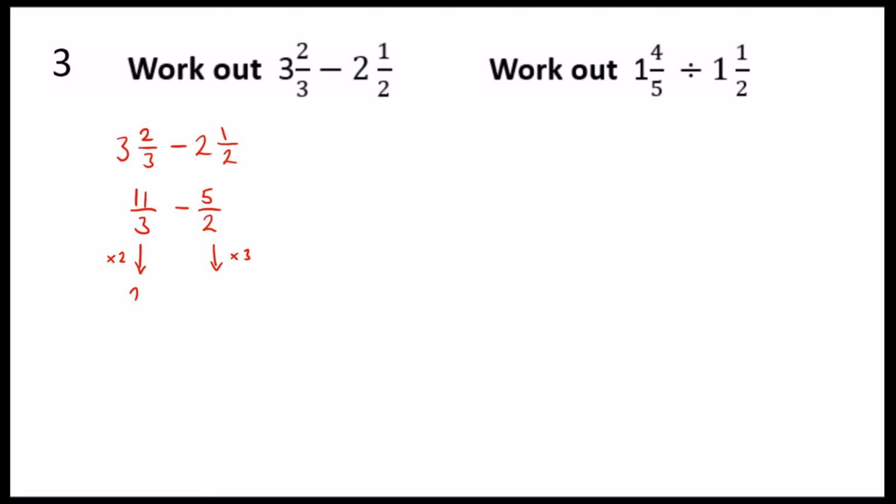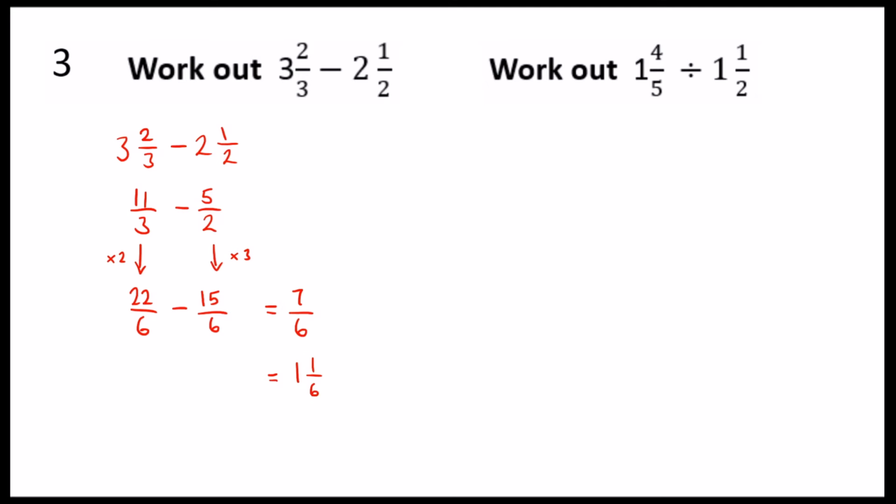That gives me 22/6 for my first fraction, and times it by 3 gives me 15/6 for my second. And now, because I have a common denominator, I can simply subtract 22 from 15 to get 7, and my denominator stays the same. So my answer is either 7/6, or I can write that as 1 and 1/6 if I want to put it back as a mixed number.